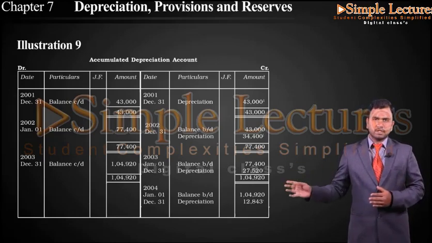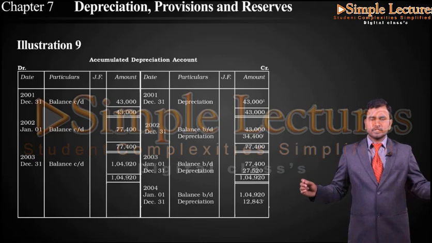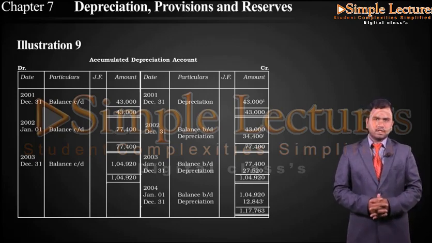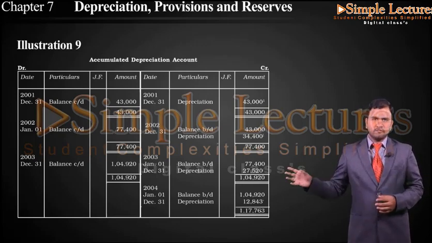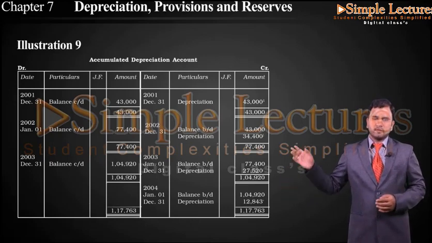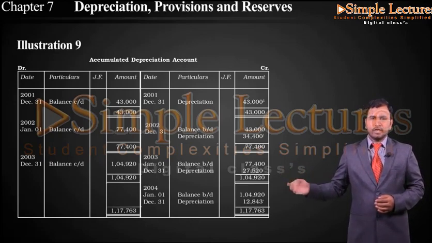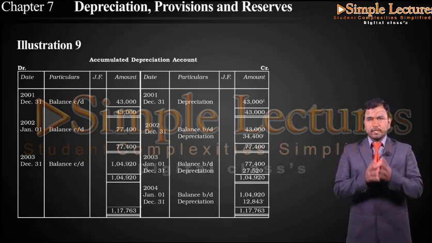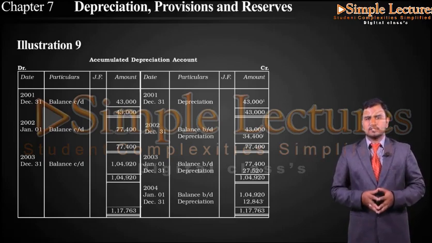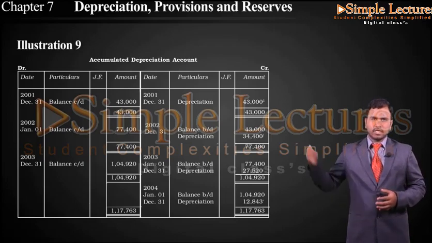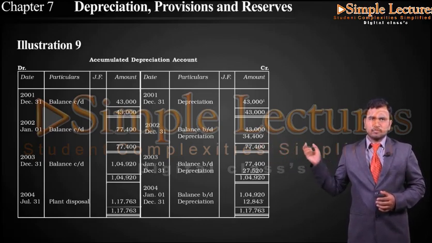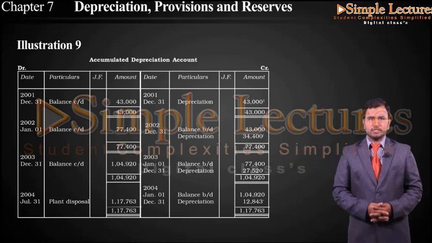Same total will be considered in the debit side. So total of the credit side is 1,04,920 plus 12,843, and the total will be 1,17,763, and the same will be considered in the debit side in the same line, 1,17,763, and the difference will be the same value, 1,17,763. Hence, as it is the last year, the balance will be considered as plant disposal. Again on the same date 31st December 2004, plant disposal 1,17,763.